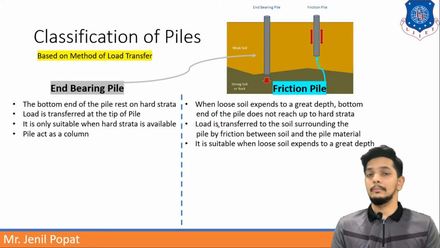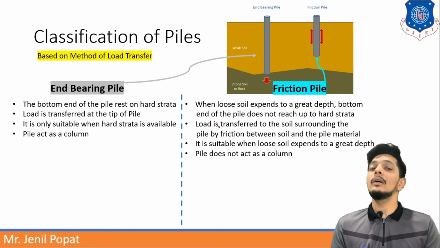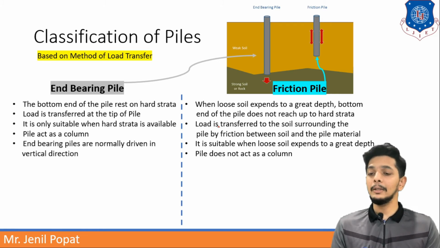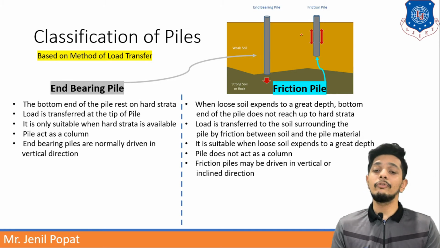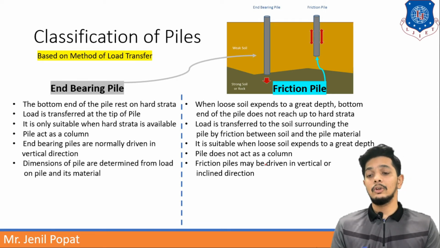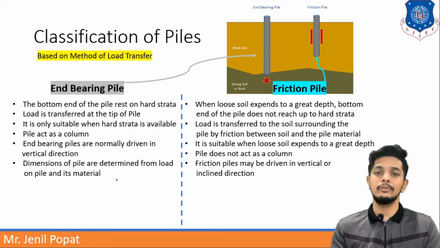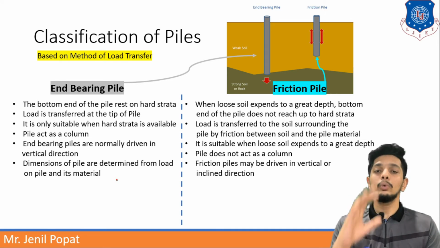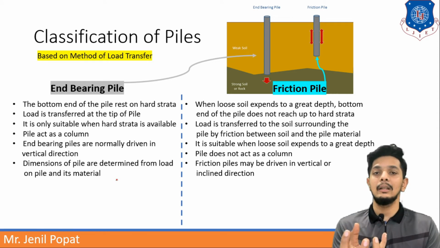A pile acts as a column if it is an end bearing pile, whereas a friction pile will not act as a column. End bearing piles are normally driven in vertical direction. So here you can see this pile is in a vertical direction, but in case of friction piles it is not necessary that they are vertical, they may be in an inclined direction. Dimensions of the pile are determined from load on pile and its material. So dimensions, I mean diameter and the length of the pile, are determined by the total load on the pile as well as the material of the pile.